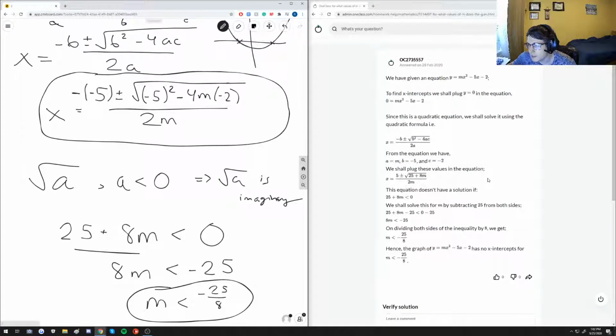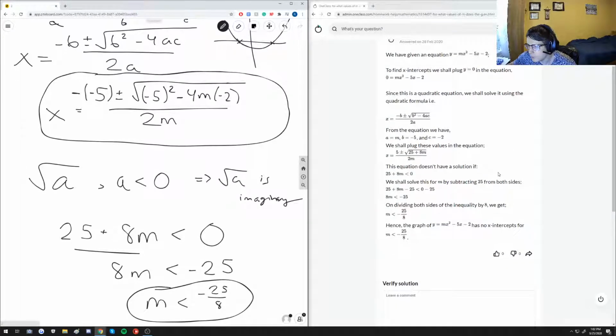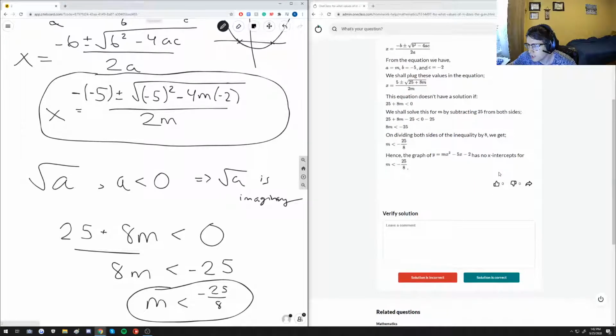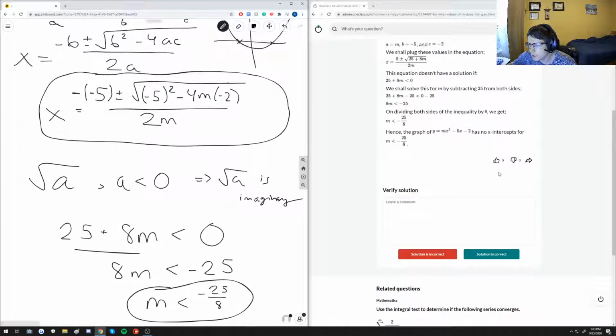So just looking at the written response here. Yep, this is exactly what I've done, and this is exactly the answer. So I'm going to write that this is the correct solution. Good job. And the solution is correct.